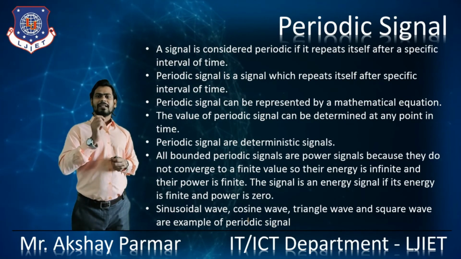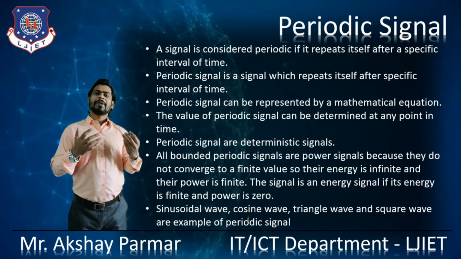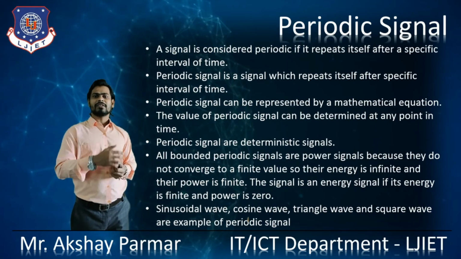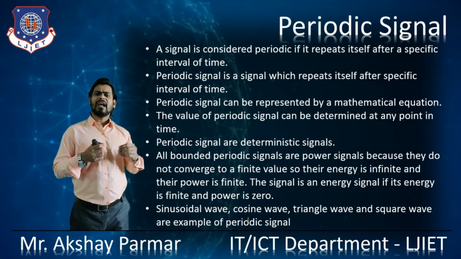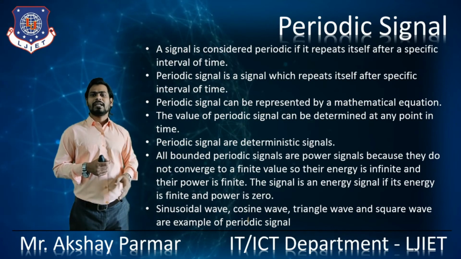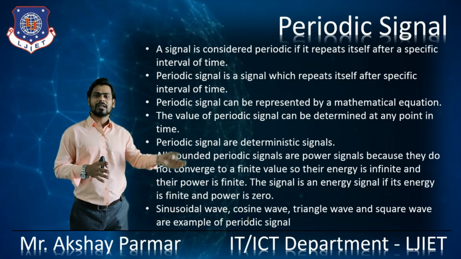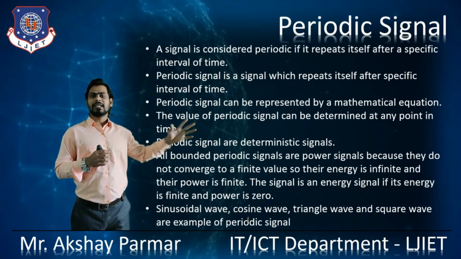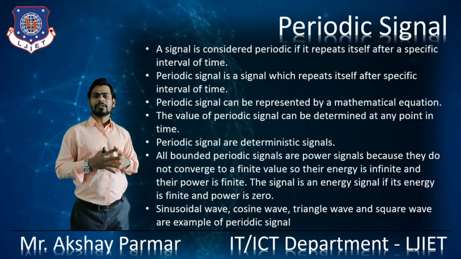A periodic signal can be represented by a mathematical equation, right? The value of a periodic signal can be determined at any point in time, as it repeats its pattern throughout its journey. Periodic signals are deterministic signals. All the bounded periodic signals are power signals, right? Why?